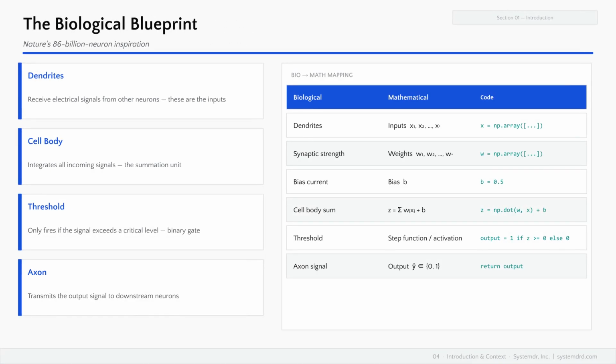The mathematical neuron is inspired by its biological counterpart. Dendrites receive inputs, the cell body sums them up, and the threshold determines if the signal, carried by the axon, is strong enough to fire. This translates directly to inputs, the weighted sum, and the step activation function in code.